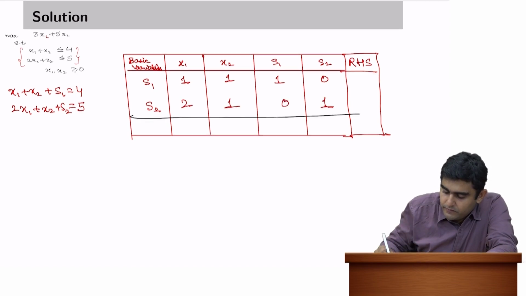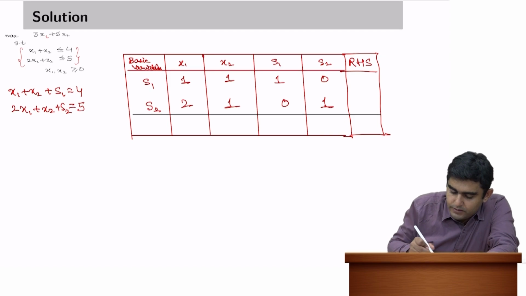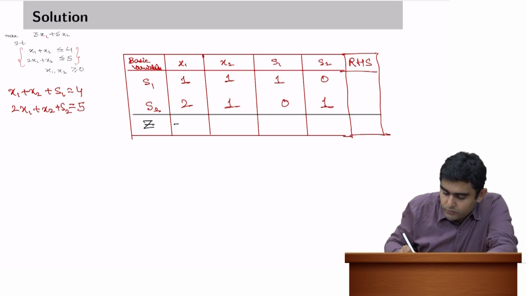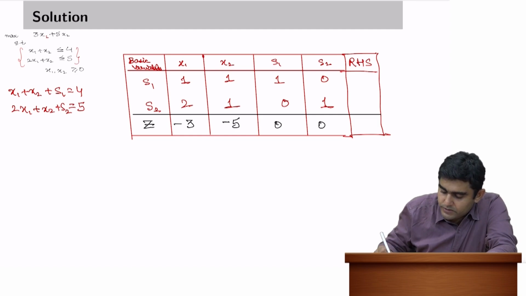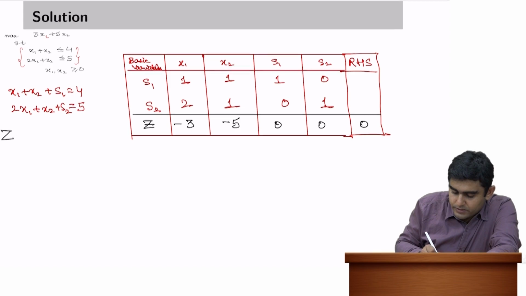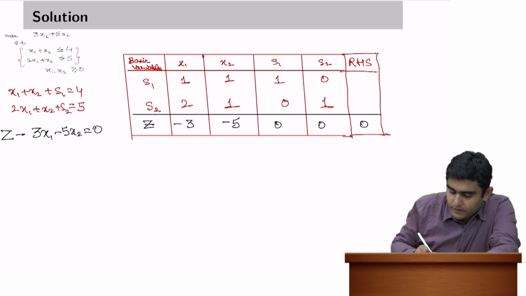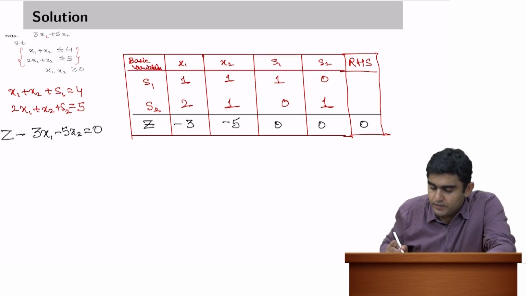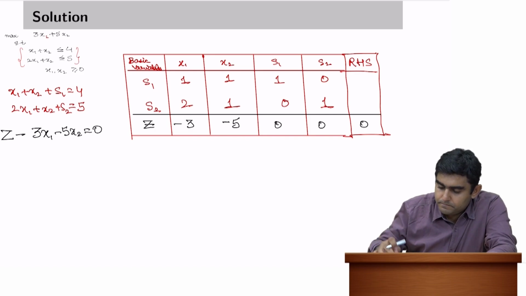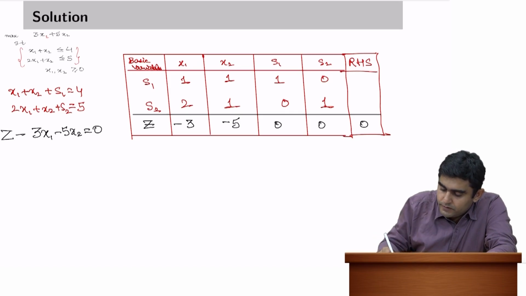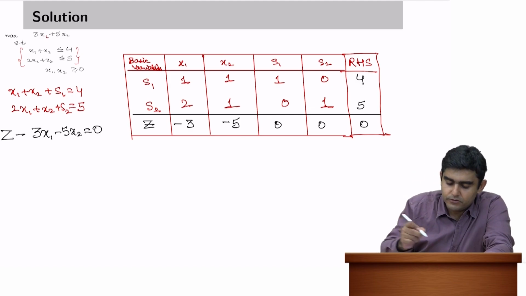I will also write the coefficients of the objective function. So I would say z equals minus 3, minus 5, and slack variables are not present in the objective function. To begin with, the value of the objective function, z minus 3x1 minus 5x2, is equal to 0 itself. Why? Because x1 and x2 being our non-basic variables take the value of 0, making z equal to 0 as well. The values of S1 and S2 simply take the values 4 and 5, because these are the only two basic variables present in the solution.